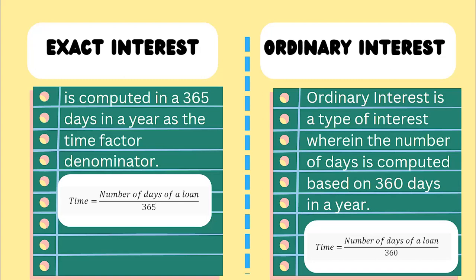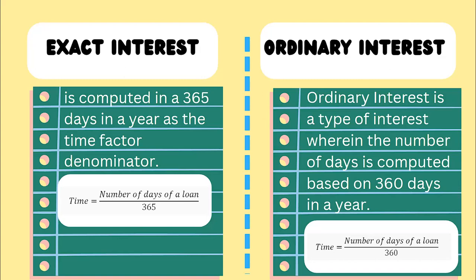Now, if the given year is a leap year, instead of 365, the denominator becomes 366 days. Okay? If it is a leap year. So that will be the time for exact interest.